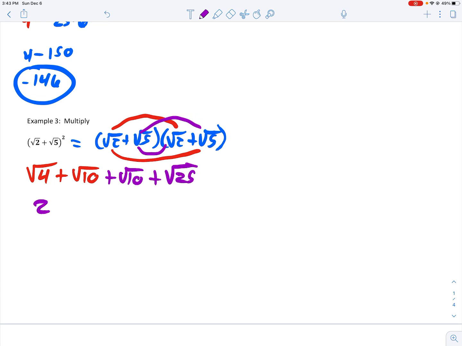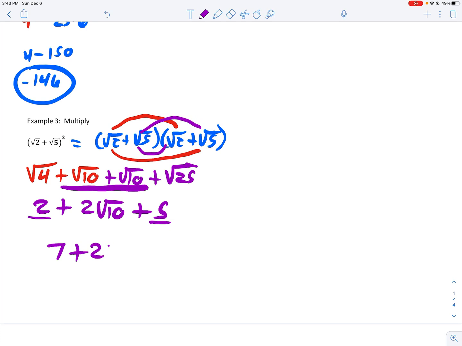So root 4 is 2. Root 25 is 5. 2 and 5 are like terms. So that's 7, and then 2 root 10. So I had to FOIL everything out. That was my first step. The second step was simplify root 4 and root 25. And my third step was combine the 2 and the 5.